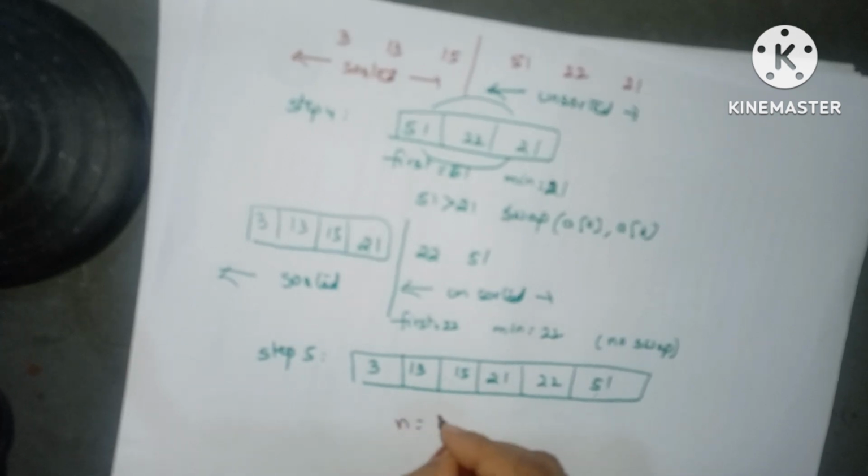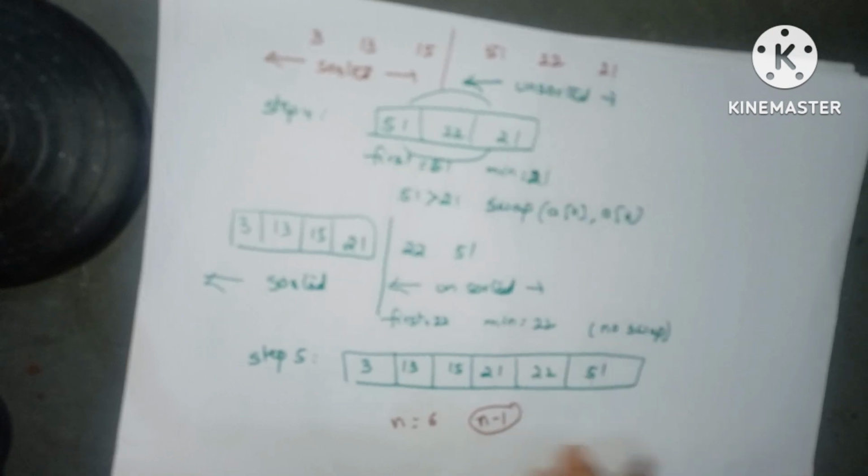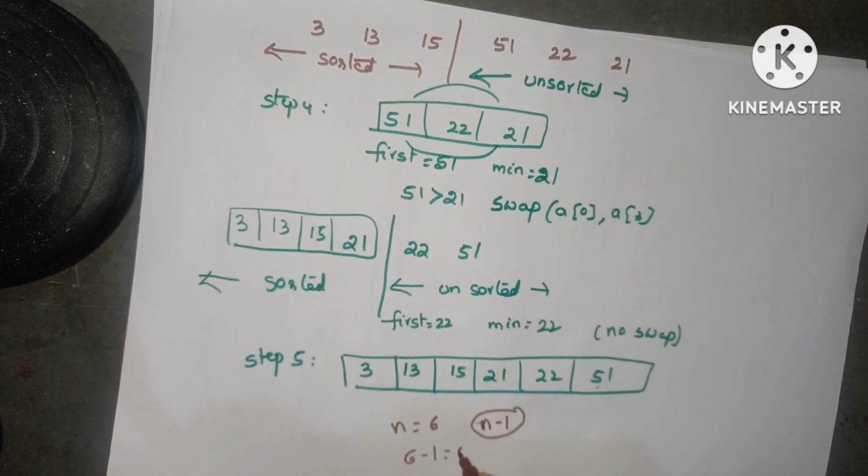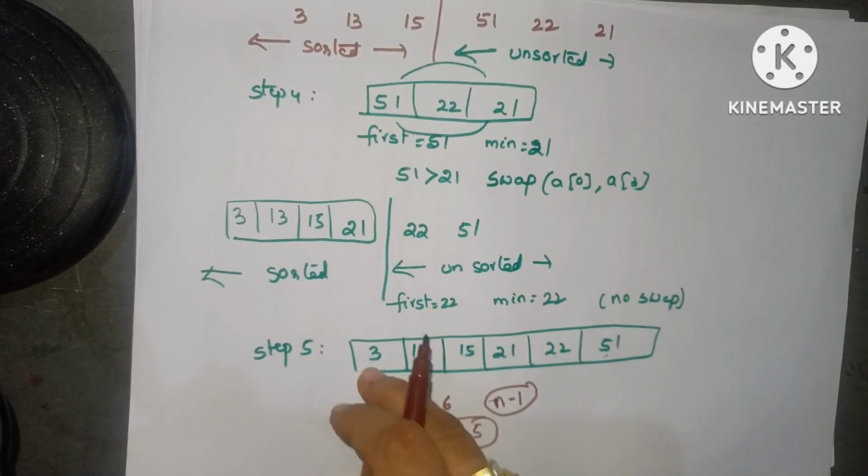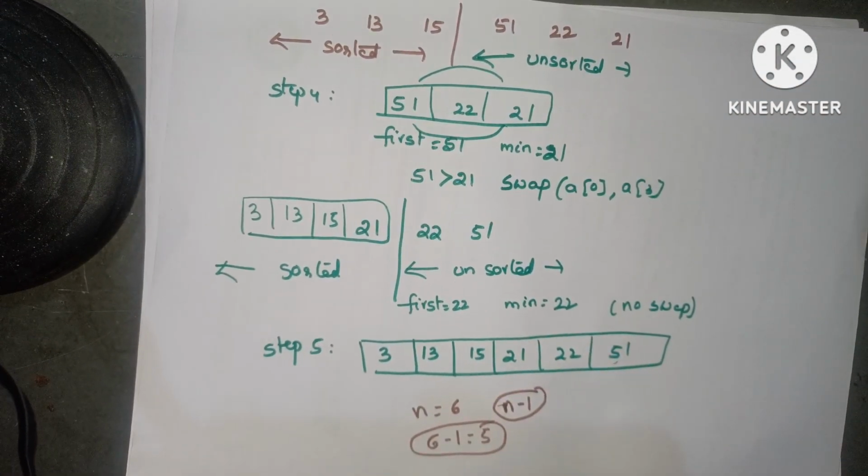n is equal to 6, so the number of iterations is n minus 1. Within n minus 1 steps, all elements come into sorted order. N minus 1 means 6 minus 1, that means 5. Within 5 steps, all elements are in order. So this is the technique of the selection sort algorithm.